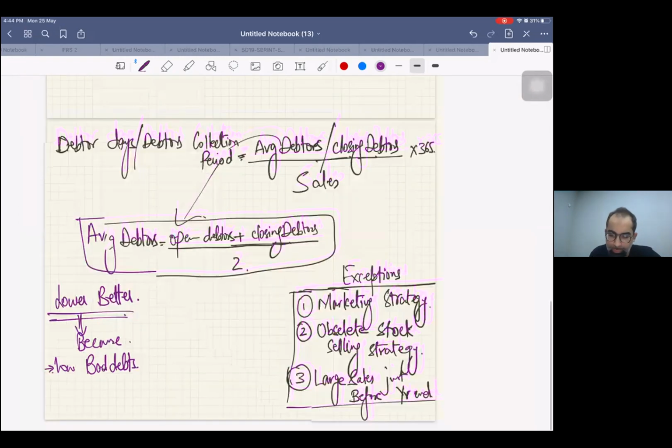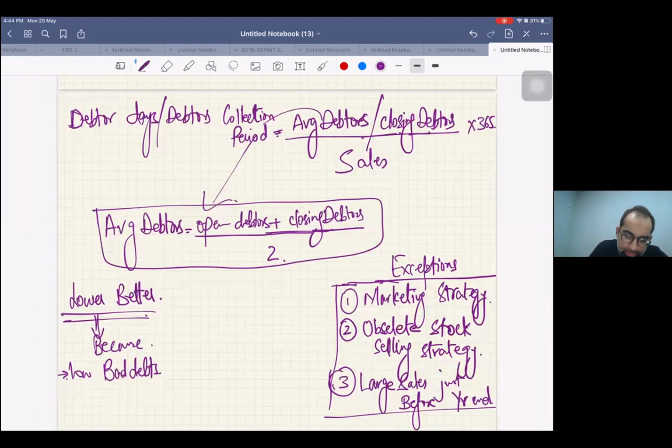Now the second ratio of this same head is debtor days or debtors collection period. That means on average, how many days our credit customers or debtors take to pay us. The day we do credit sales and the day we get the payment, this difference is called debtor days or debtors collection period, right?